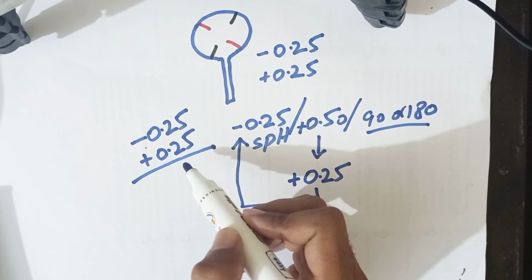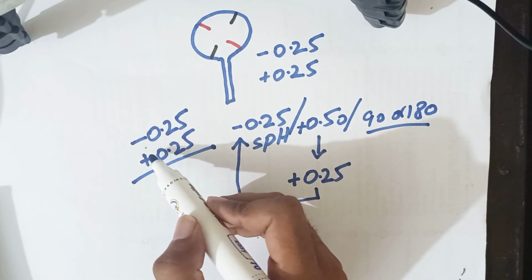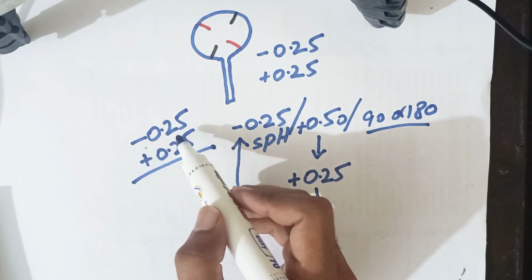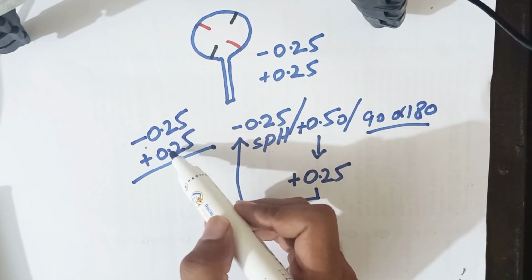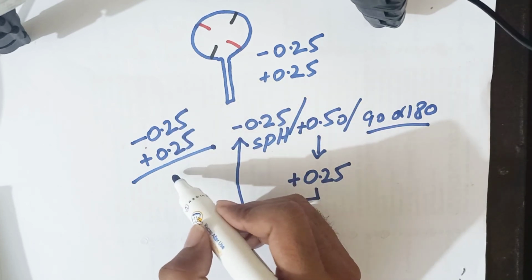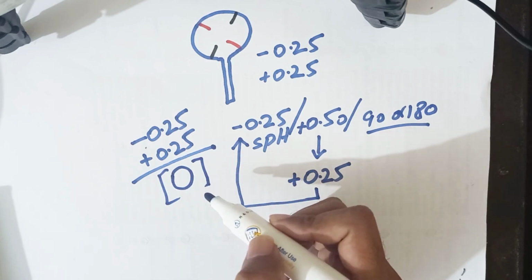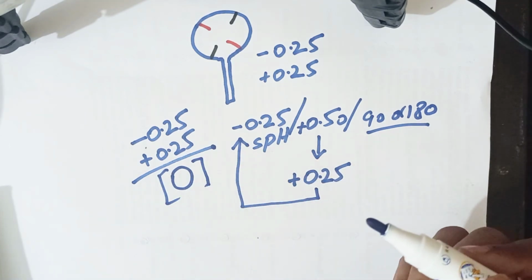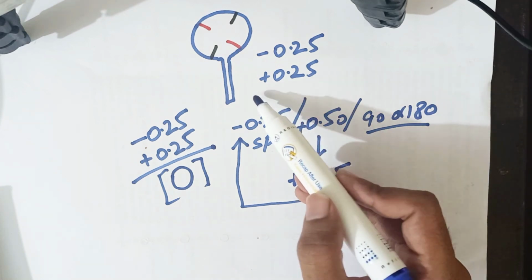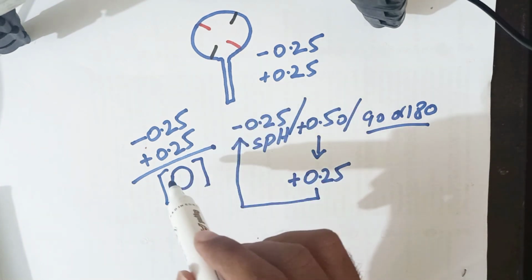So the answer is 0, because plus and minus cancel out. If we add minus 0.25 to plus 0.25, the answer would be 0. So we have proved that the spherical equivalent of any Jackson cross cylinder is 0.